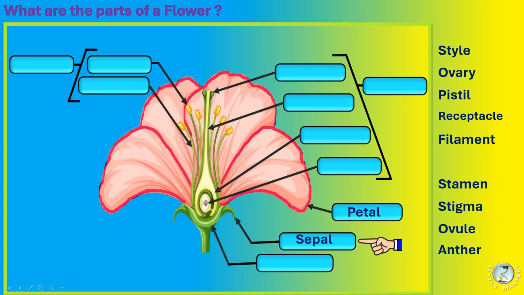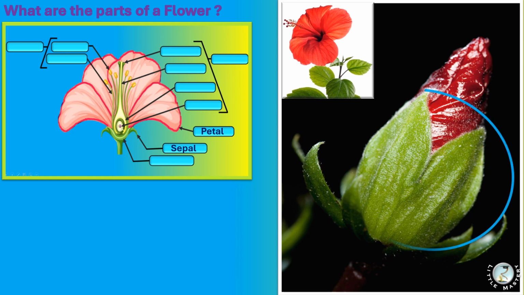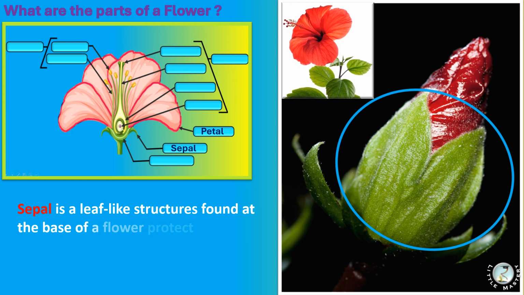Sepal. Sepal is a leaf-like structure found at the base of a flower. It protects the flower during its budding stage and can be green or colored.